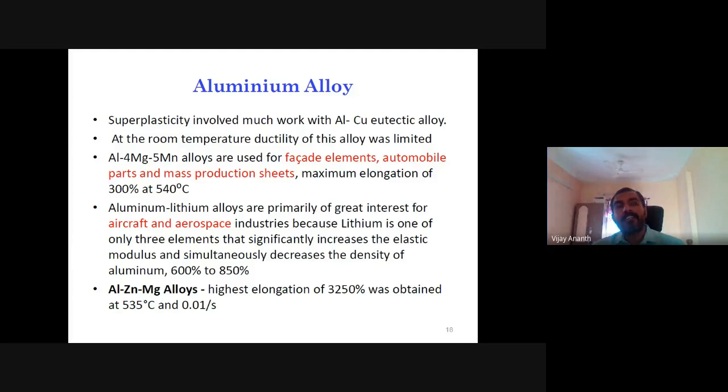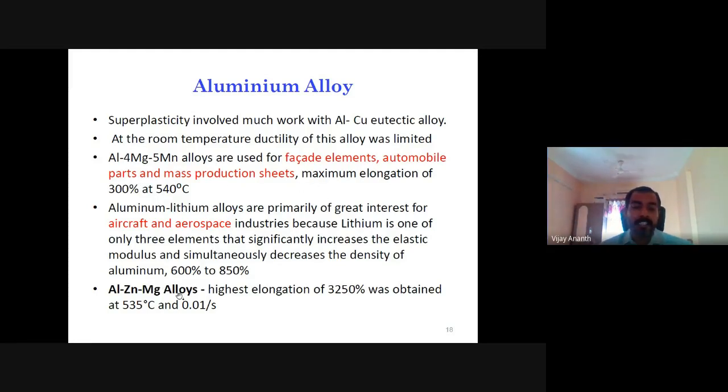Aluminum alloys play a vital role in the aerospace industry as well as space programs. For that forming, superplastic forming is very useful for aluminum alloys. Normally the aluminum magnesium manganese alloy, which is very useful in automobile parts, and in the mass production of sheets, can also be obtained. It has more than 300% elongation at a temperature of 540 degrees centigrade. Aluminum lithium based alloys are very useful in the aircraft and aerospace industries.